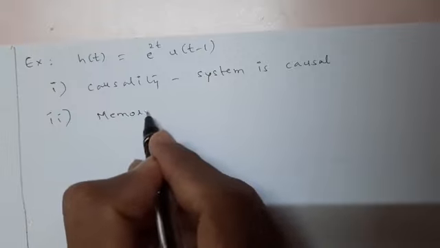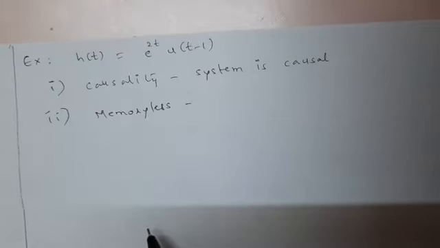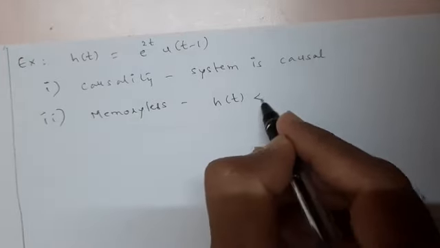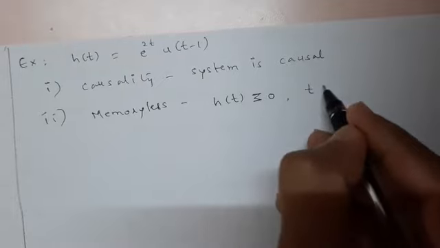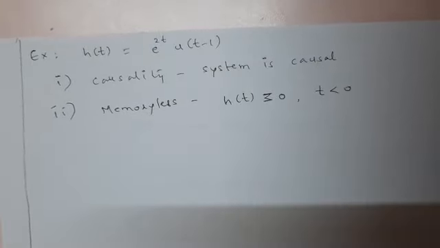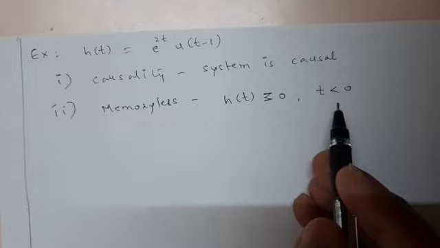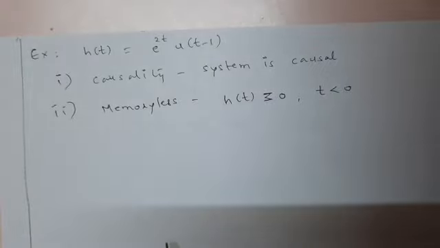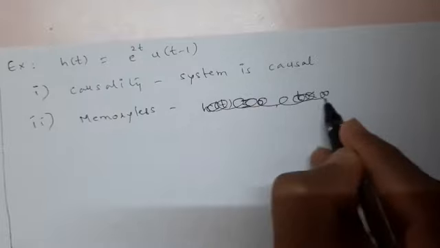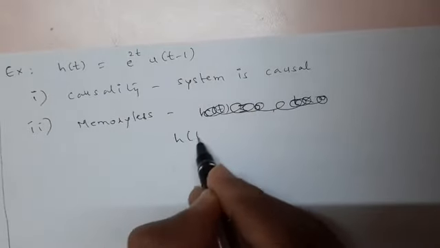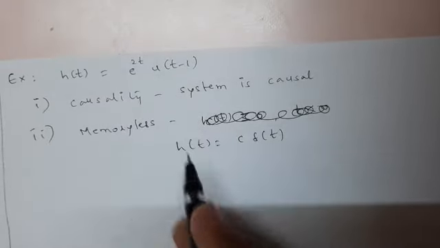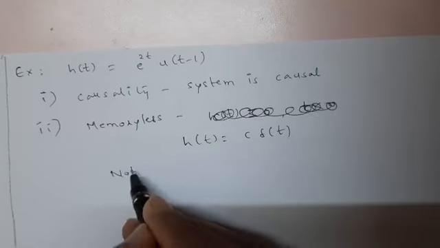Next, memoryless. For the memoryless, what is your condition? Your condition is that h of t should be 0 for t less than 0. Here h of t is equal to 0 for t less than 0, according to this equation. I am trying to write it for the causality. Memoryless is h of t equal to c del of t. Since your equation does not consist of any del of t terms, the system is not memoryless.